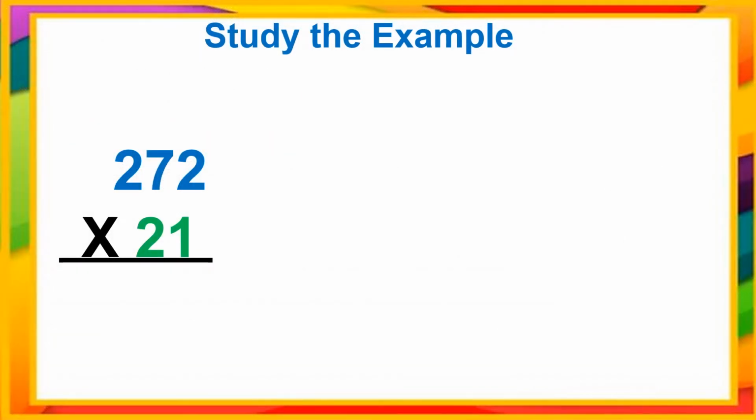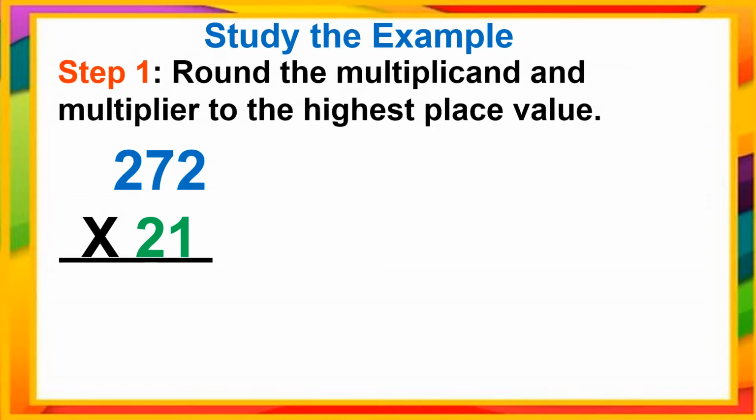Let's have this example. We have 272 times 21. We're going to follow the steps on how we're going to estimate this. First, we're going to round the multiplicand and multiplier to the highest place value. Look at 272. It is a 3-digit number, and the number here that has the highest place value is 2, which is in the hundreds place.